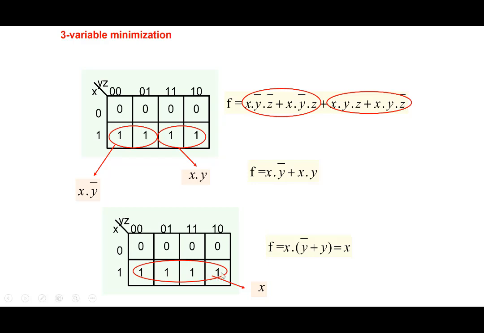1, 0, then also is 1. So which means yz doesn't matter here. So f is simply equal to x here. So you can combine four ones also together here. So that's what we are showing you here. So all four of them can be combined to result in a simplified function x here.